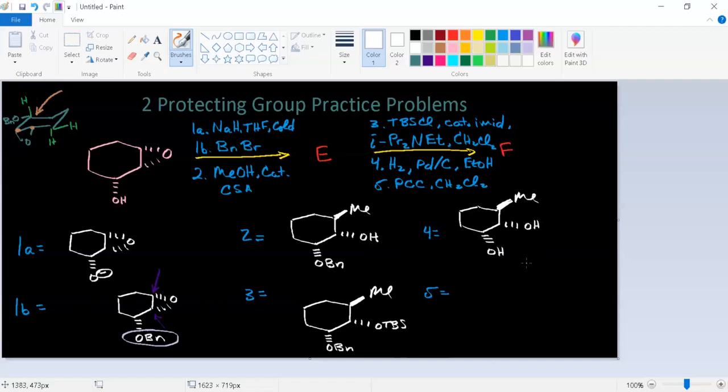So at this point, this is what we have. For step 5, excuse me, I left out the OTBS. So in step 5, PCC is a selective oxidizer. It will oxidize our alcohol here into a ketone. So getting rid of stereochemistry, there's your ketone, your methyl group, and your OTBS.